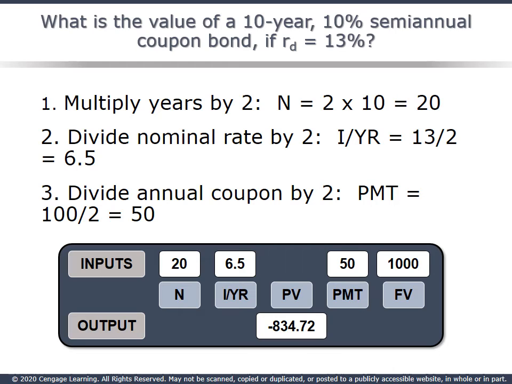So N is 20. Our yield to maturity every 6 months is 6.5. Our payment every 6 months is $50. And our future value is $1,000. So the only things that don't get altered will be the price, the present value, and the future value, the return of the par value. Everything else we have to account for the fact that now we have a semi-annual bond.